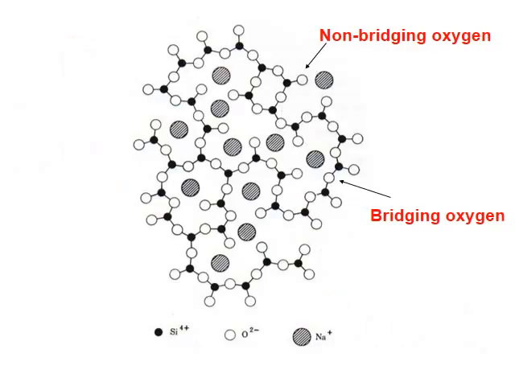Here again we have the famous 2D Zachariasen random network. We can also observe bridging and non-bridging oxygens here.